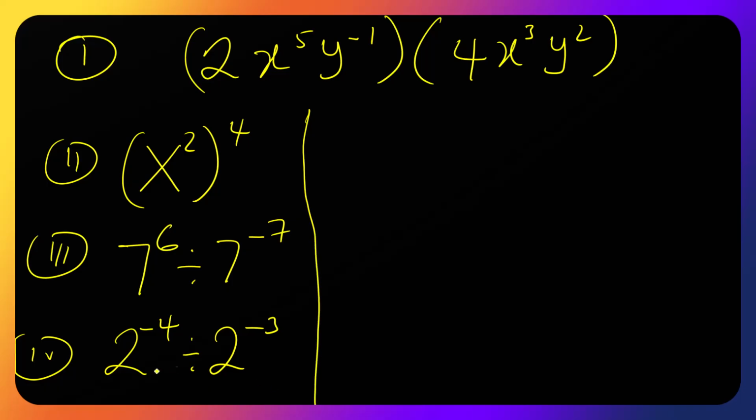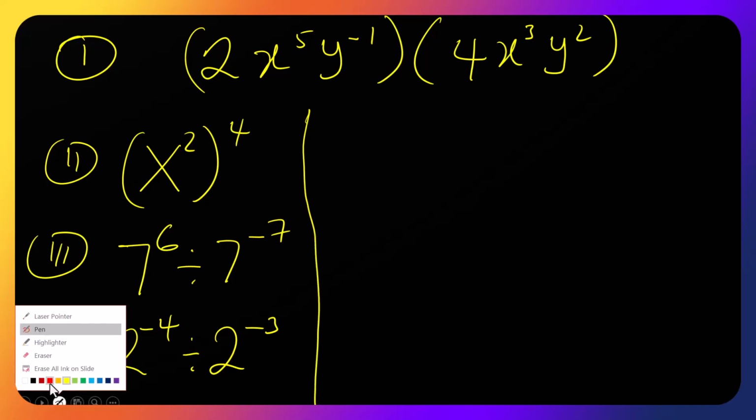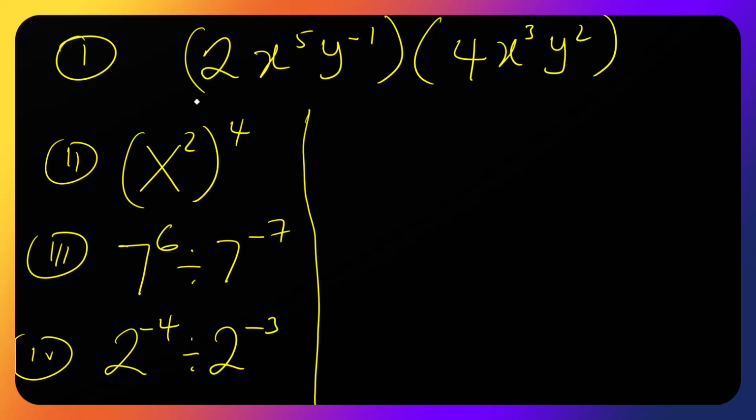Now let's understand that these two are multiplying. So when we see two parentheses or two brackets like this, it means they are multiplying. So with this, the numbers will multiply. We have 2 times 4, that is 8. We multiply the numbers, and the letters will also multiply.